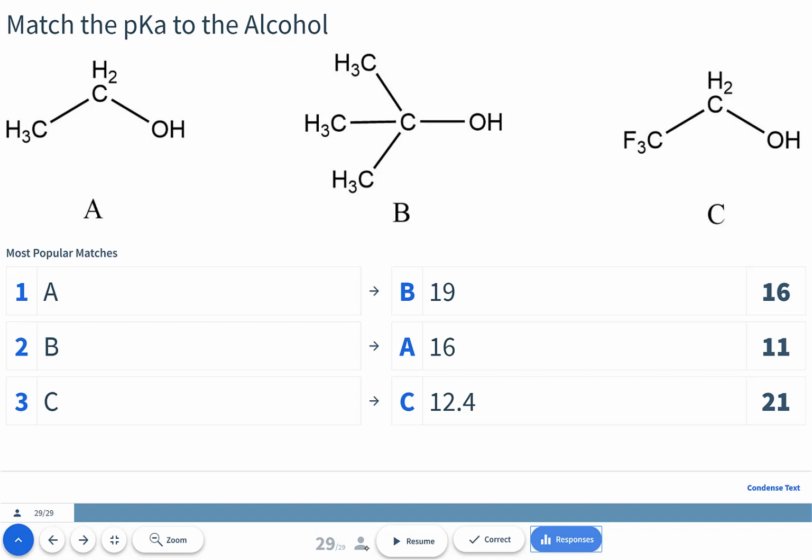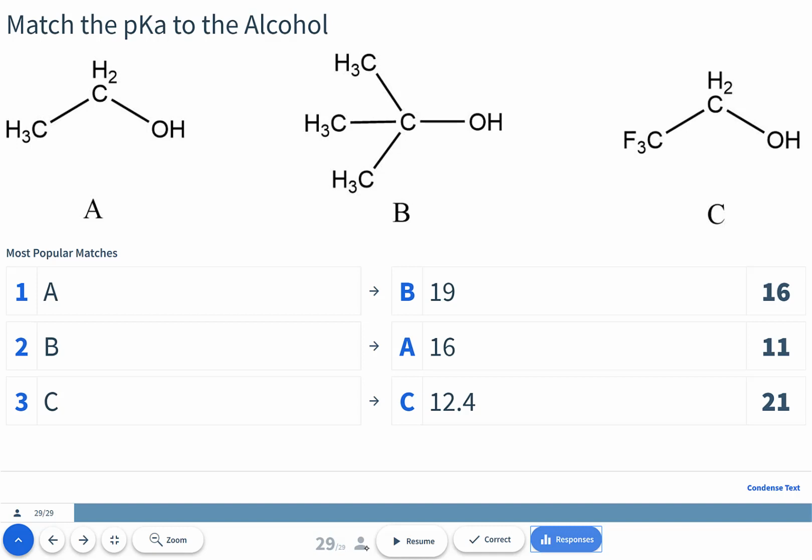Okay. Now in this case, which one do you think is the weakest acid? I thought it was B? Yeah. Or A? B? How many people said it was B? A? Don't know? Okay, at least one. Probably more.